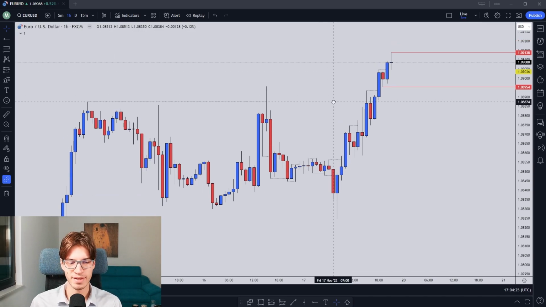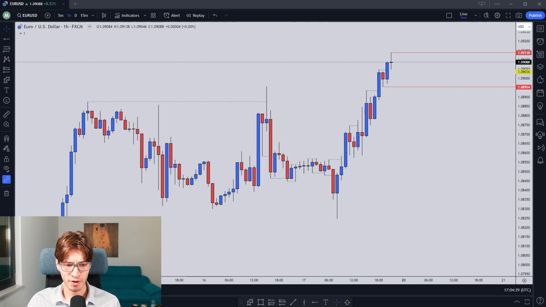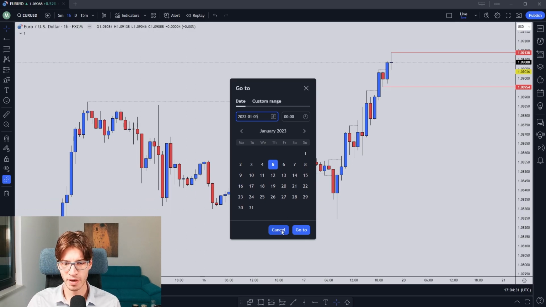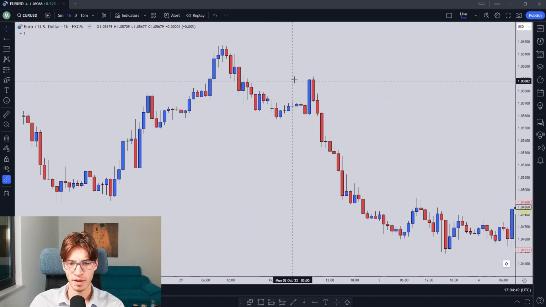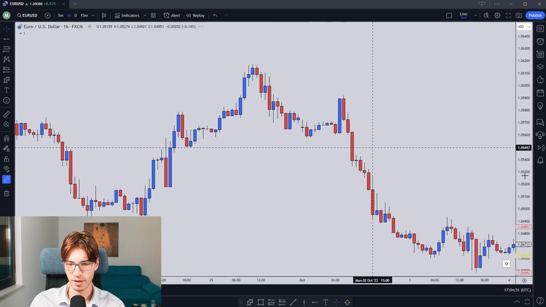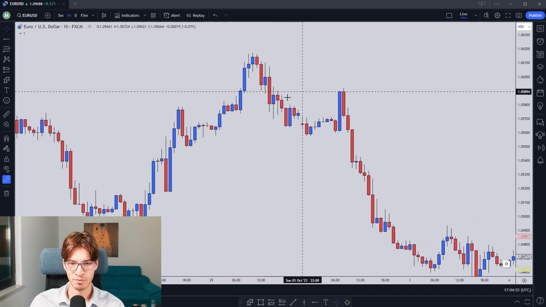So we're gonna do backtesting on the euro and the US dollar, and we're gonna start. So here, this button is very good. It's the go-to button, and then you pick a date where you wanna TradingView to place your cursor, okay? So I wanna start 2023. I wanna do October, and I wanna do the 1st of October. Okay, click OK. Here it is, 1st of October. This is now exactly what we need.